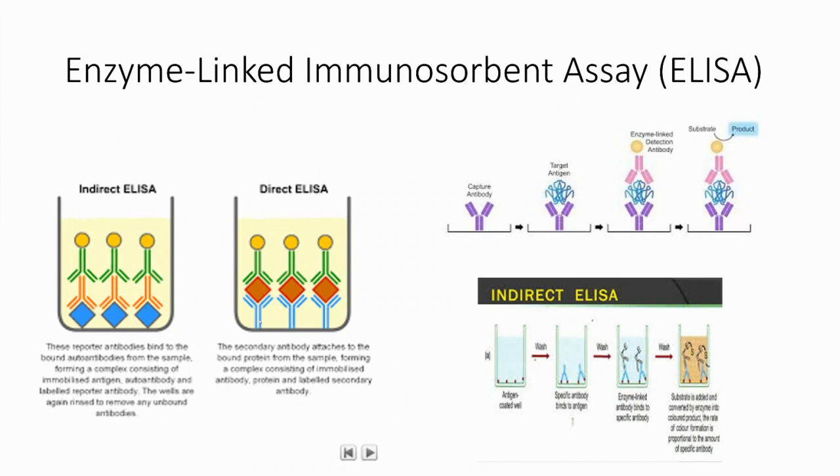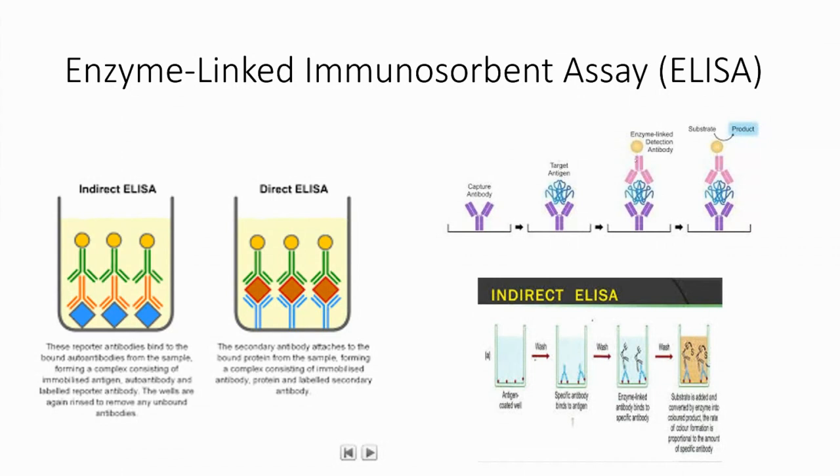Okay, you have to attach this to the well first. So you have to pre-treat the well before you do the reaction. Like here on the right side, on the top panel, this is the direct ELISA. So you have to capture the antibody in the well first. Then you add the specimen. So if there's an antigen, they will bind here.